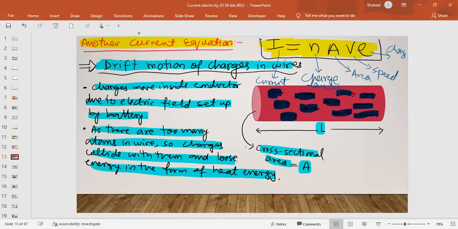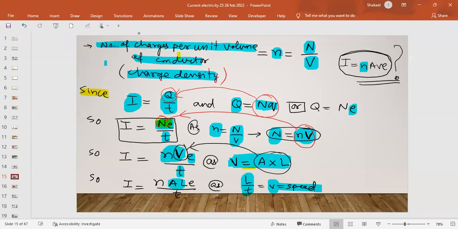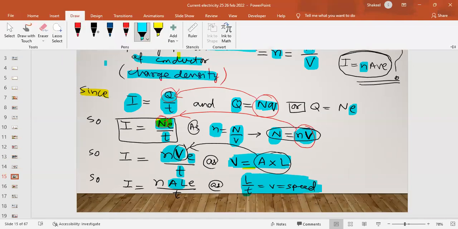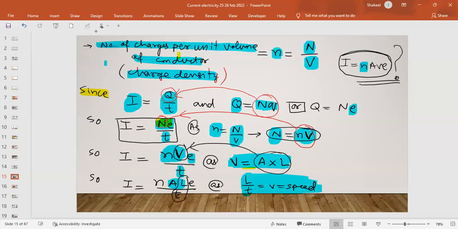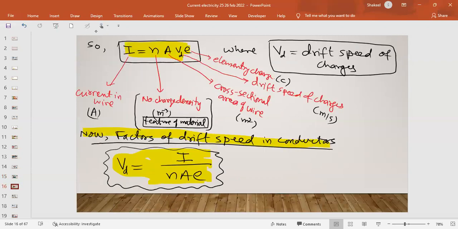I'm taking you back. L is the length of this conductor. So let's say the charges took time T to pass through this conductor, and as they are moving with constant speed, we say that their speed is L over T, distance over time. So what we can do is, in place of this L over T, we write this V. So when we write V in its place, you got the expression I equals NAVE, right?